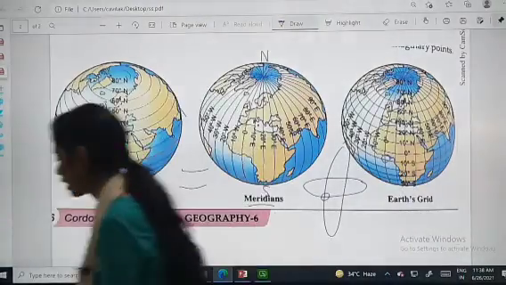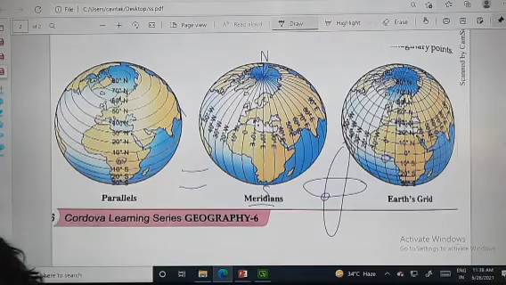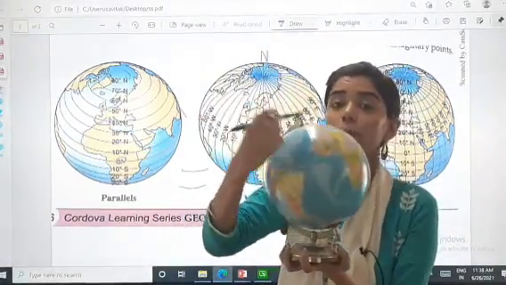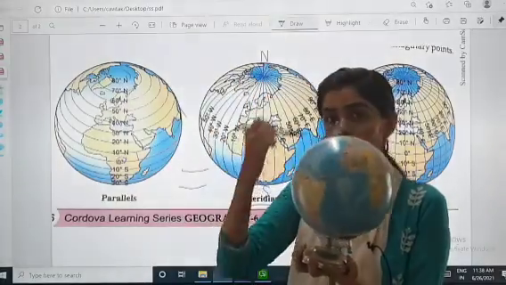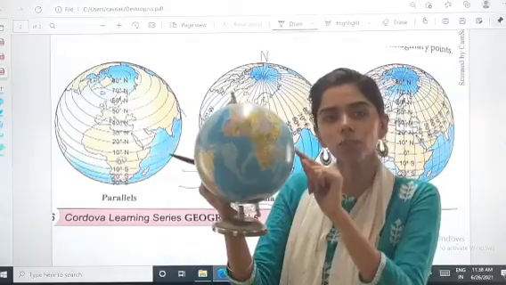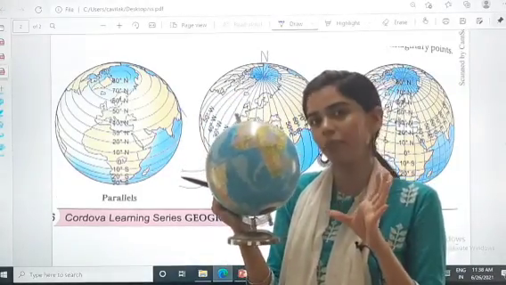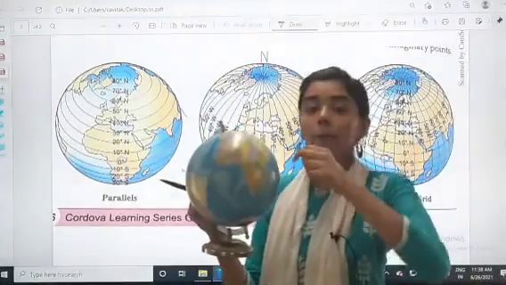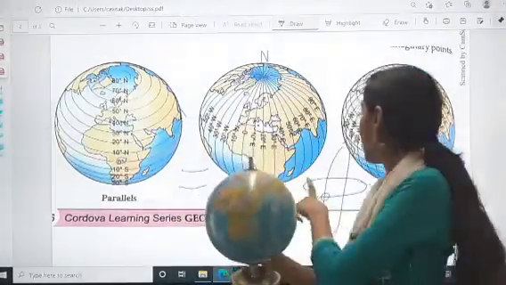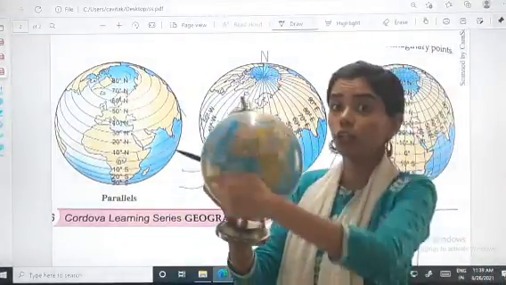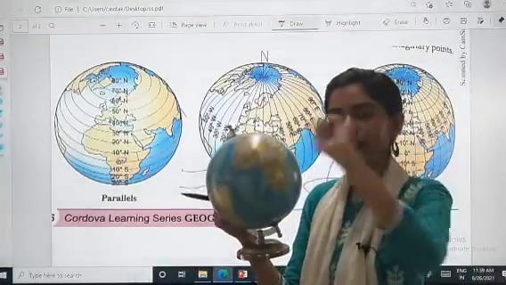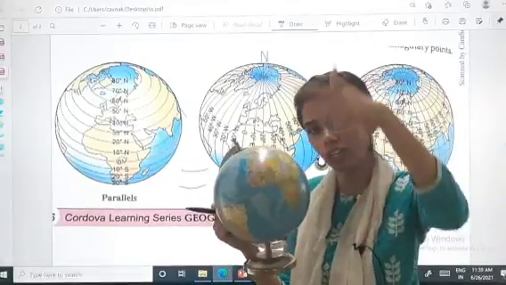For example, I'll show you. This is the globe. You see there are many lines on it. There are very many lines, but they are very minute, so you will not see them in that much detail. But how are the parallels? West to east. And how are the meridians? North to south. Is it clear? West to east and north to south.